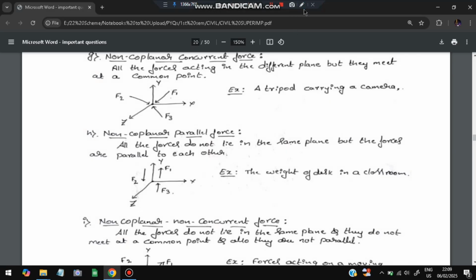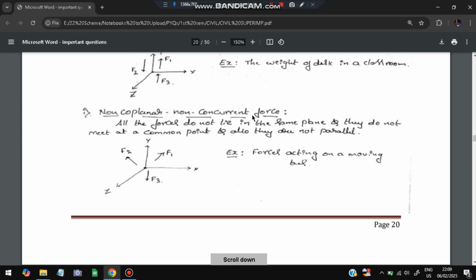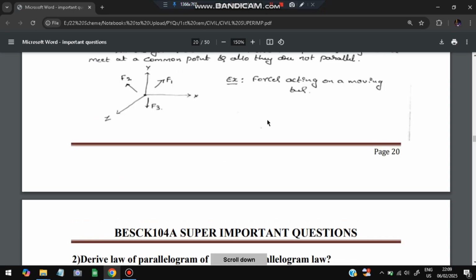Okay, next one is non-coplanar non-concurrent forces. They are neither in the same plane nor meeting at the same point. An example is forces acting on a moving bus. In a moving bus there will be many forces acting which are neither parallel nor in the same plane.